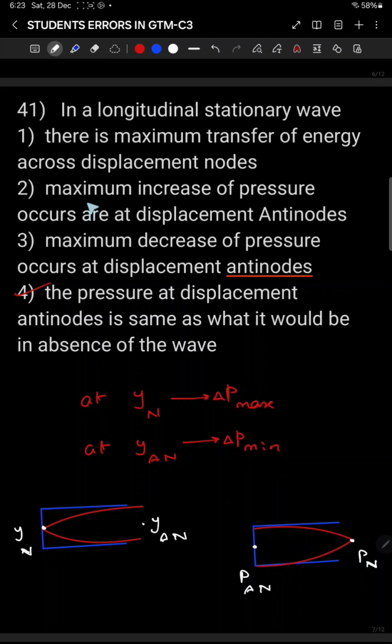In second option, maximum increase of pressure at displacement antinode is mentioned. At displacement antinode, pressure maximum is mentioned, that is wrong. Third option also wrong. Fourth option, pressure at a displacement antinode. At a displacement antinode, pressure change will be minimum. That means when wave was not there, how much pressure would we have? We will have the same pressure. So due to that, fourth option will be correct.